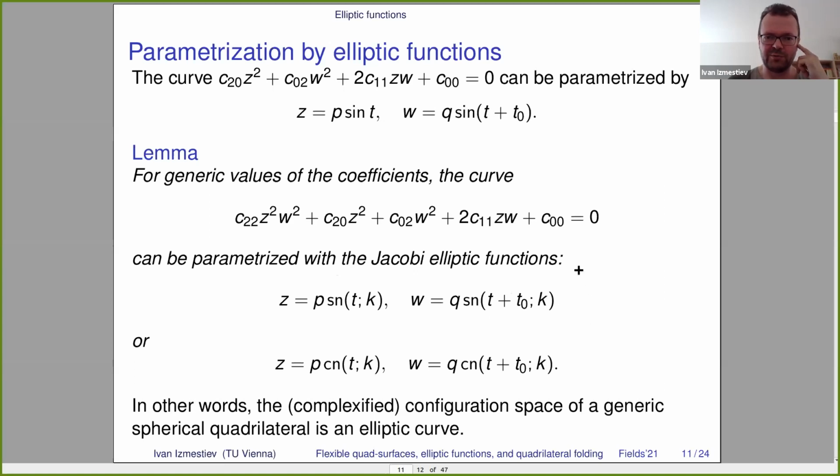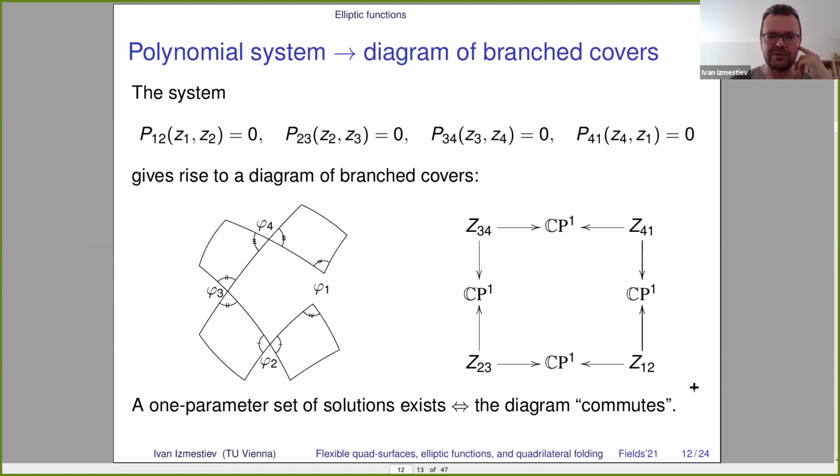So this means that for every quadrilateral, its configuration space, by which I mean the space of quadrilaterals with fixed edge lengths, is an elliptic curve, which in complex domains is topologically a torus. And let us now look again at our polynomial system. We have 4 equations in 4 variables.